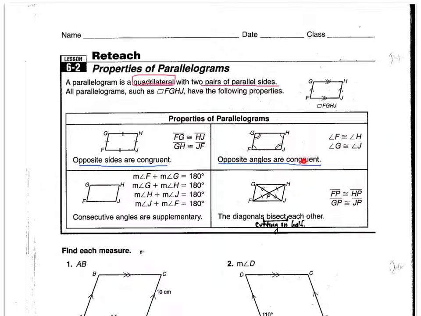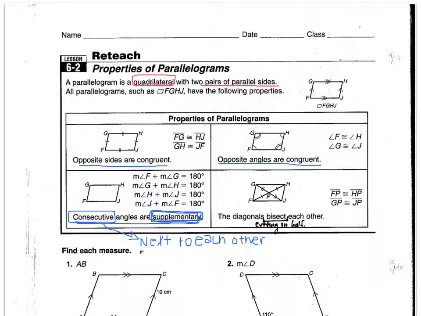Now, third property: consecutive angles are supplementary. And as you recall, consecutive means right next to. So let's make a little note here that consecutive means next to each other. If you have two angles that are right next to each other, they're going to be supplementary. So get a highlighter and highlight supplementary and consecutive.